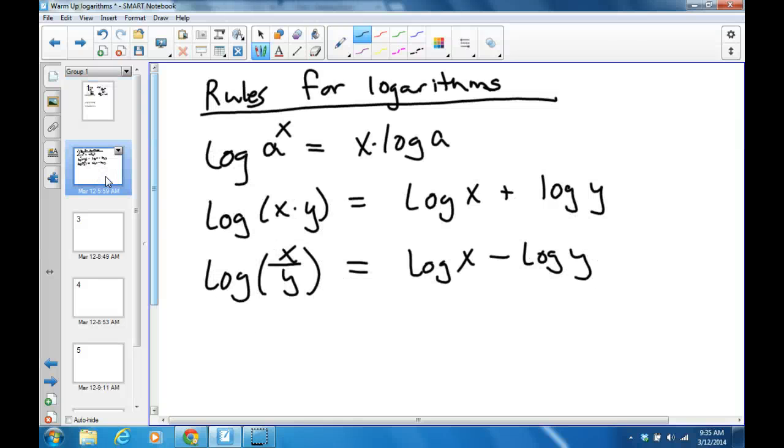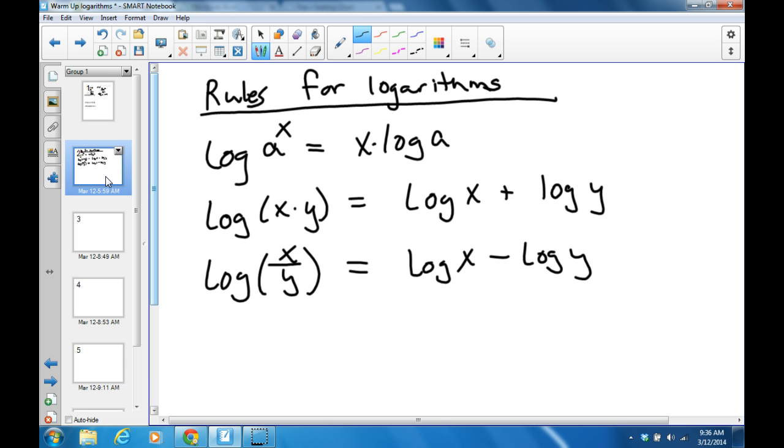All right, so today's lesson, I'm going to be telling you guys some basic rules of logarithms. And we're going to be using these rules in order to solve equations that have exponents in them. This is kind of the whole point of logarithms, is to make solving these a lot easier, okay?